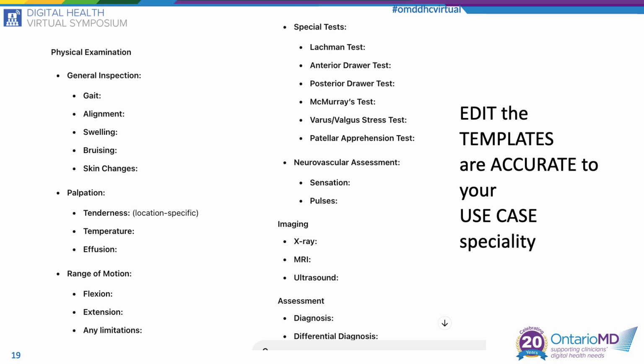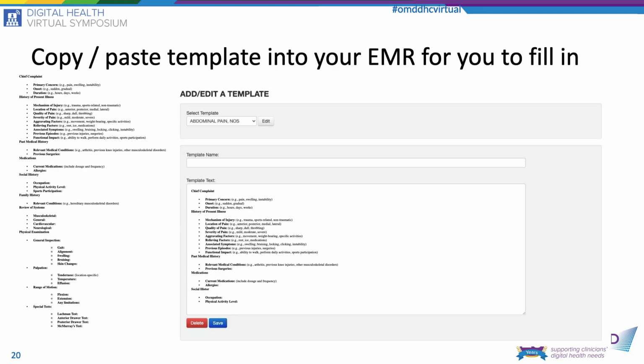General inspection, palpation, range of motion, anterior and posterior drawer tests to test the ligaments. And also it'll tell you what imaging and assessment that you can fill in. So ChatGPT can generate this whole template for you. You just copy paste it back into your EMR.